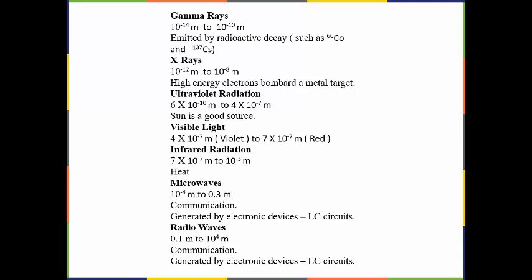Visible light is next. As we said, 400 nanometers for violet and 700 nanometers for red. If we look at infrared radiation, that is heat. Next come microwaves and radio waves. As we said, the wavelength of radio waves can go up to almost a mile. These are generated by electronic devices, and in particular, inductor and capacitor circuits, or LC circuits.